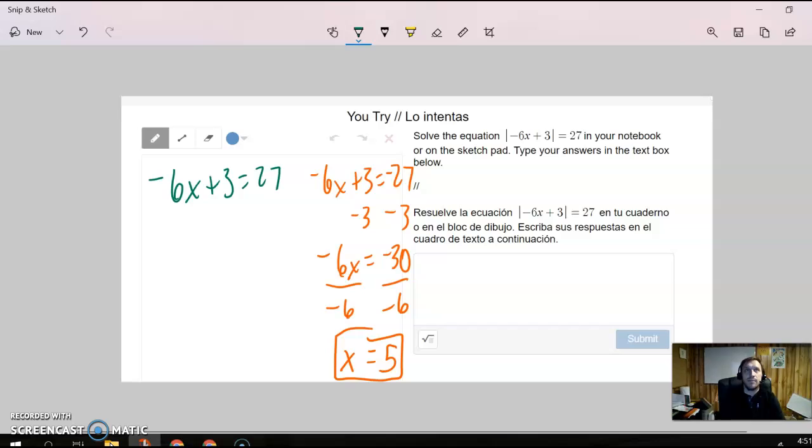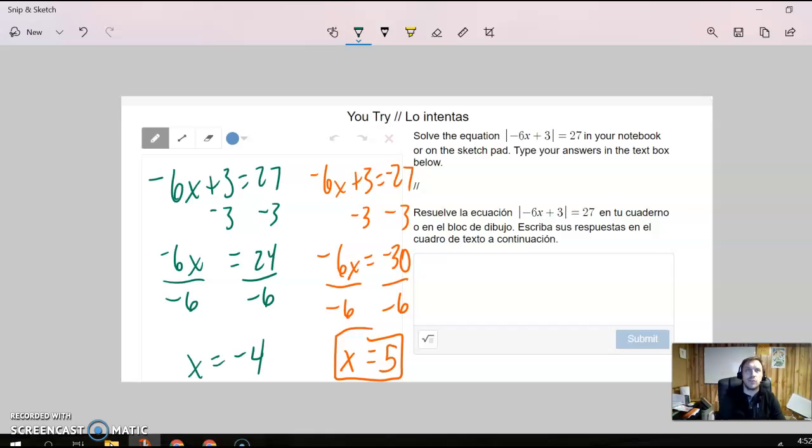Try out the second one. Again, subtract 3 from both sides. 27 minus 3 is 24. 6x. Divide both sides by 6. 24 divided by 6 is 4. So my two solutions to this absolute value are negative 5 and 4.